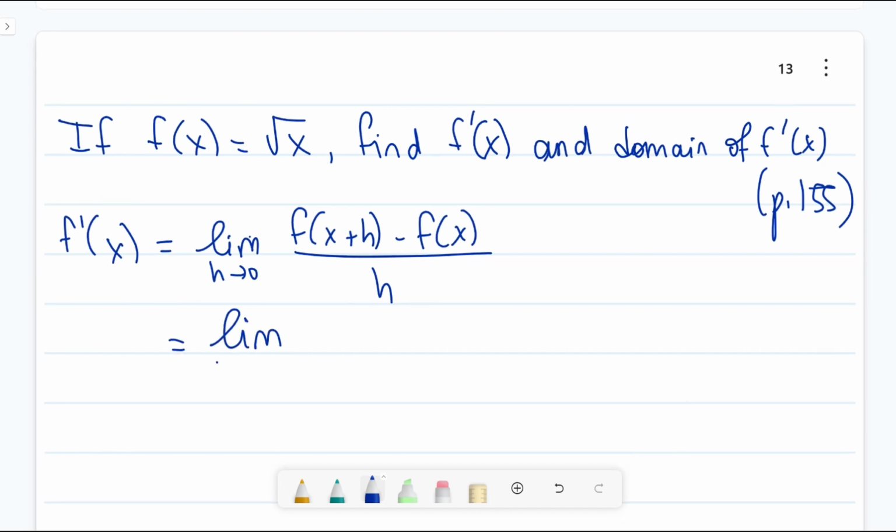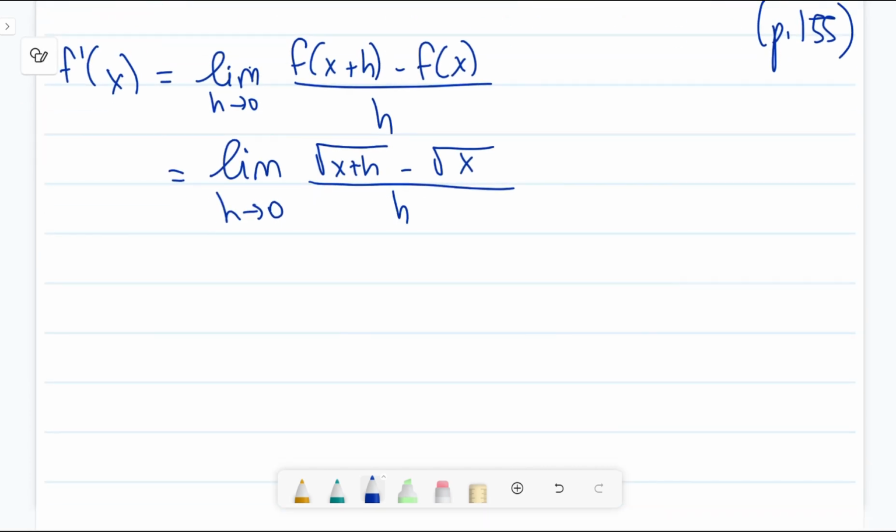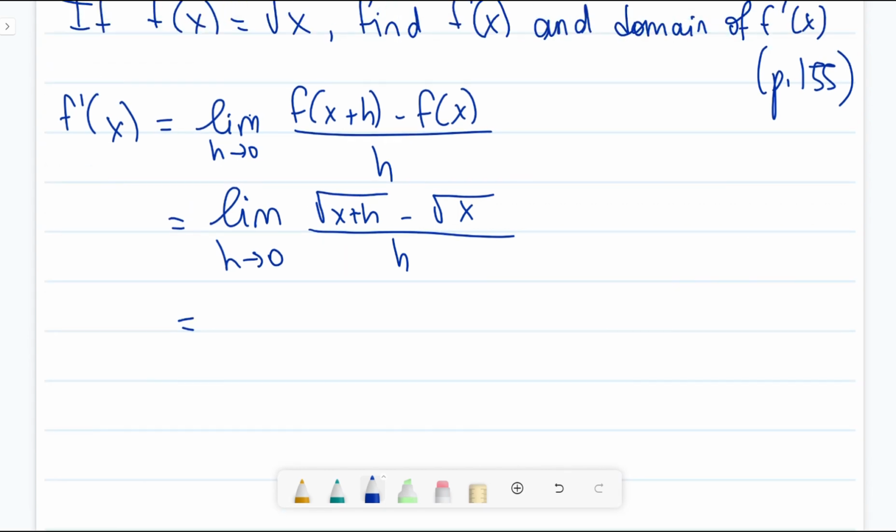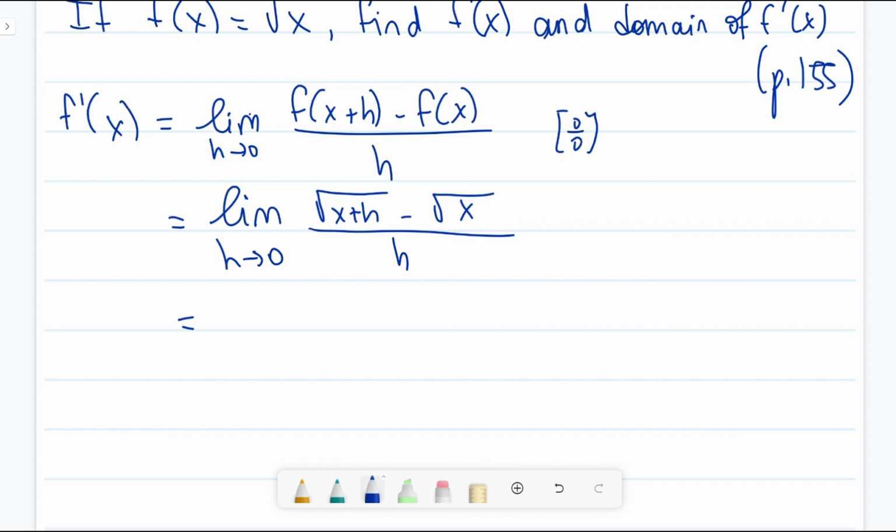Now, what is f of x plus h? It's the square root of x plus h. F of x is the square root of x, divided by h as h approaches 0. And now, if we were to plug in h equals 0, we would get 0 over 0. And this is a sign for us that we should simplify this in some way, maybe rationalize here because we have a lot of square roots.